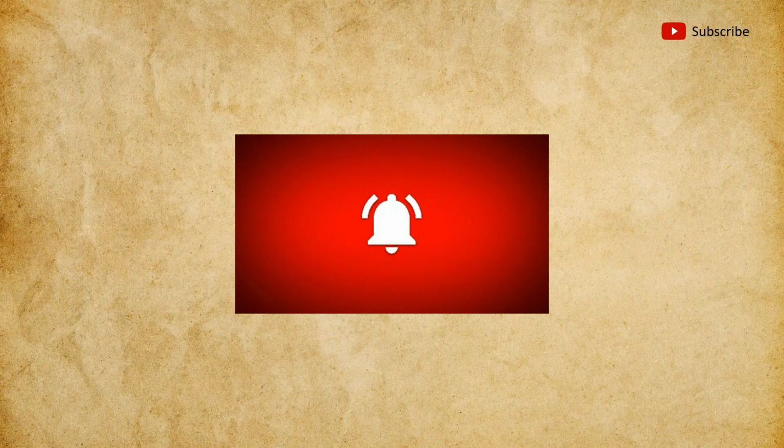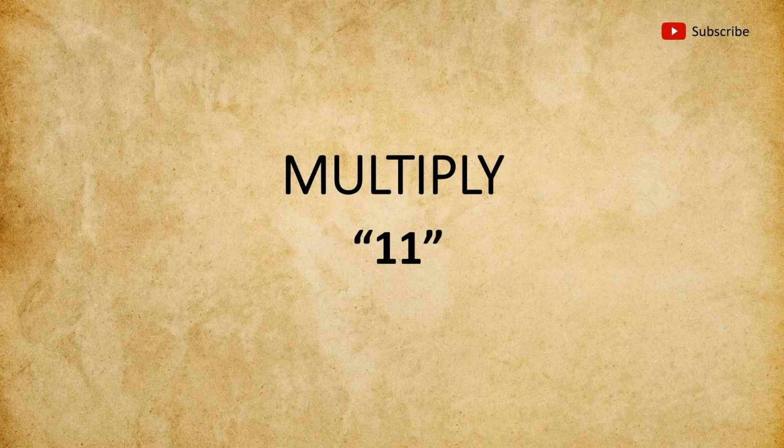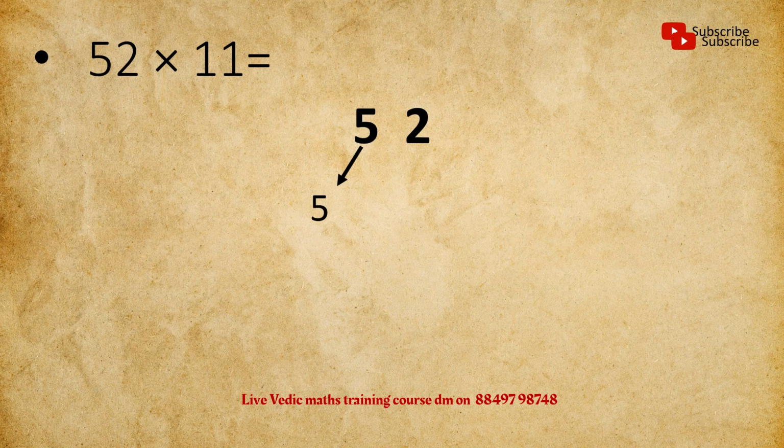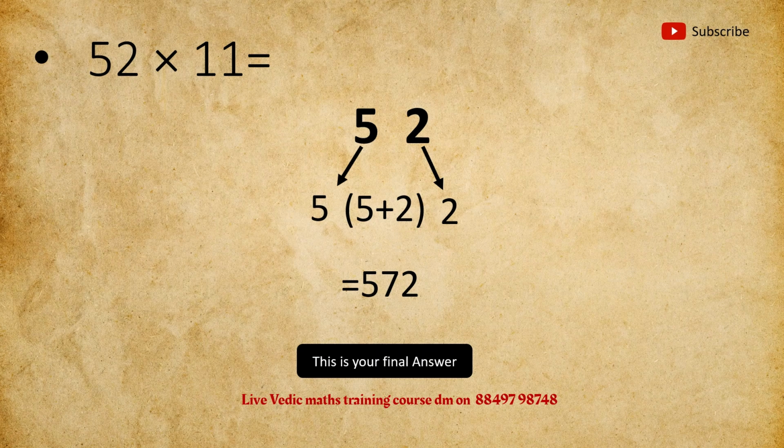Today we are going to learn multiplying by 11 using a Vedic Maths technique. Let's say that we want to do 52 multiplied by 11. So here our first step is we will write 5 as it is. Our second step is we will write 2 as it is. Now our third and final step, we will do addition of both of these numbers. 5 plus 2, which is 7. So our final answer is 572.